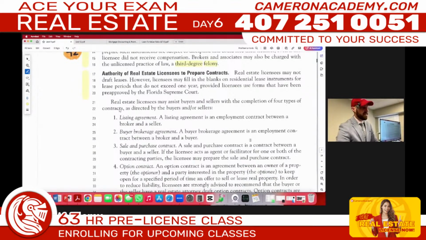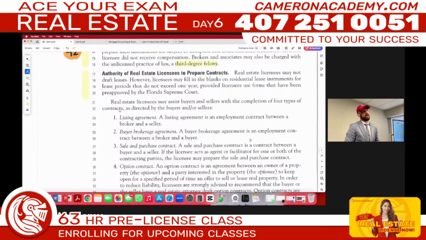Go down to line 17. This paragraph, highlight this. It's important. Real estate licensees may not draw up lease agreements either. However, they can fill in the blanks on leases for residential property that are pre-approved by the Florida Supreme Court and do not exceed 1 year. A lease term over a year requires a lawyer to prepare that document.